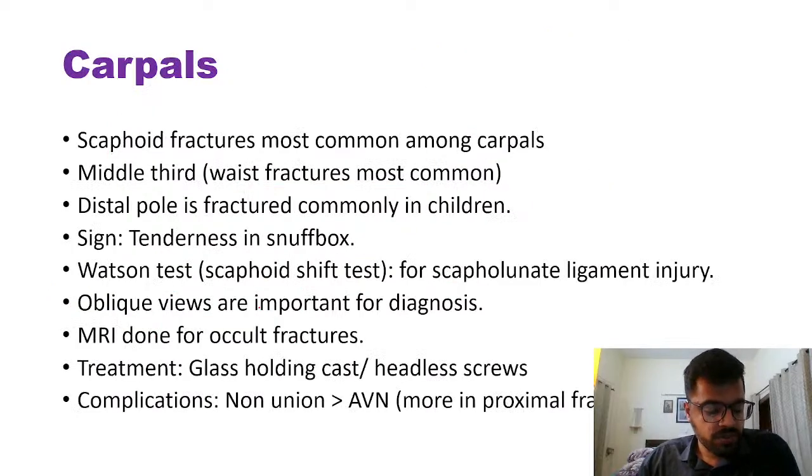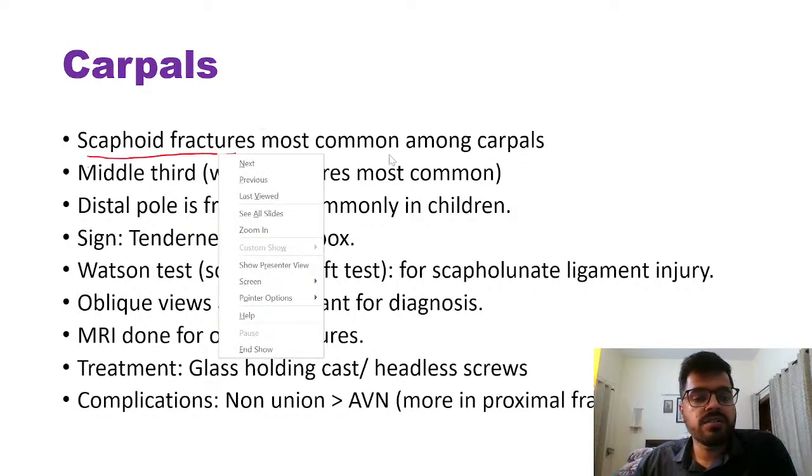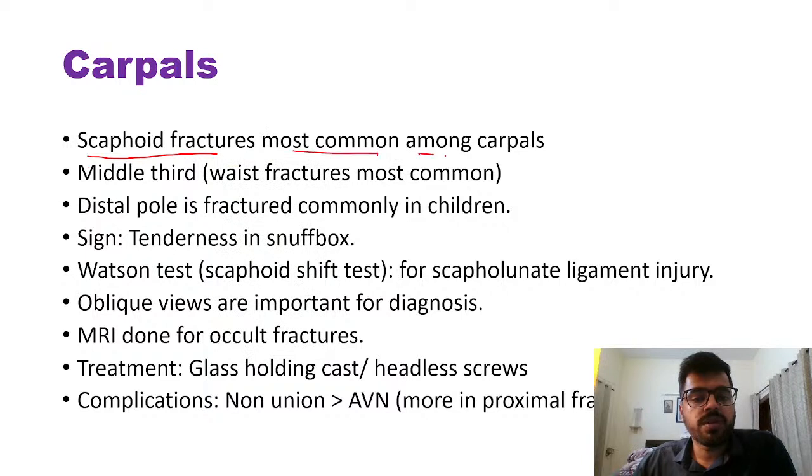Then we come to carpal bones. Among the carpal bones, scaphoid fractures are the most common. Middle third fractures, that is the waist fracture of the scaphoid, is more common than the distal pole. Distal pole is usually fractured in children. Sign is there is tenderness in the anatomic snuff box. This is a classic sign for scaphoid fracture.